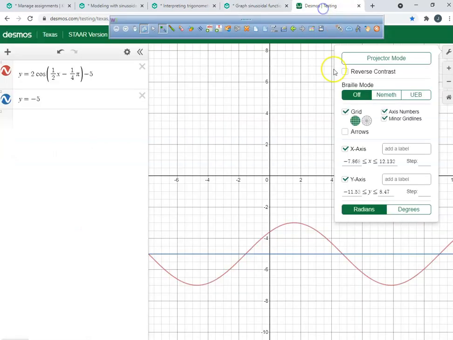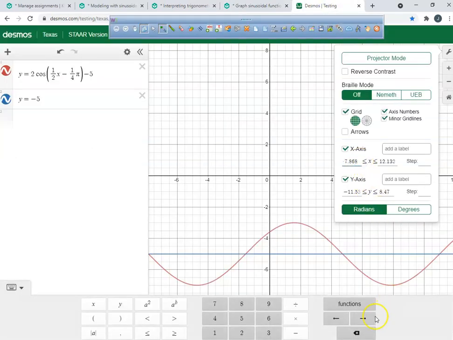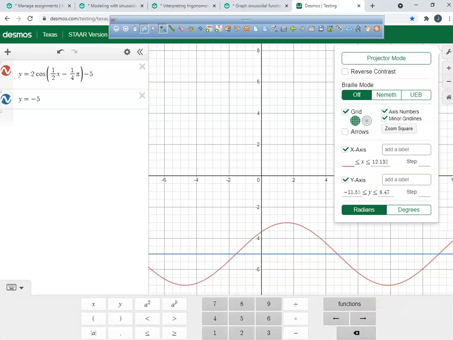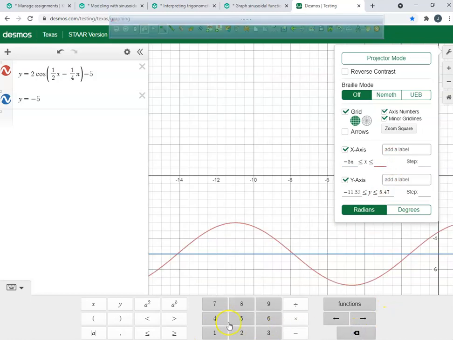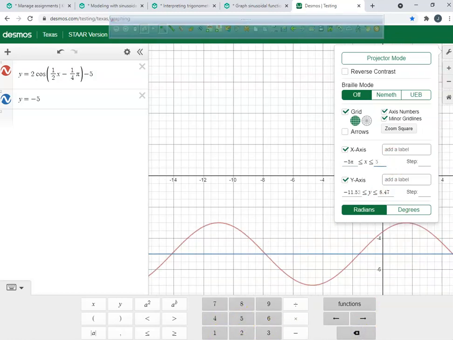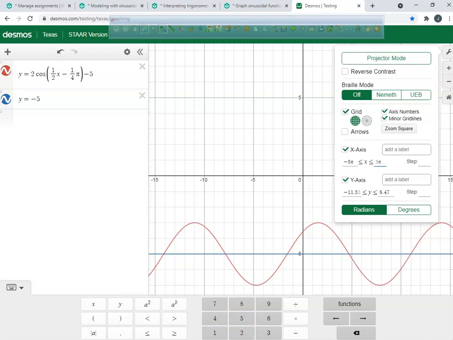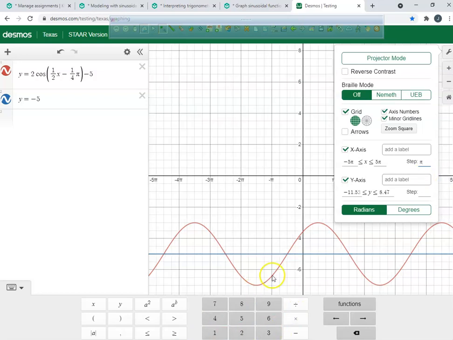Check this out. So right here, you see where I have the x's? I'm going to delete. I'm going to put negative 5 pi to positive 5 pi. Okay. Then for the step right here, let's go ahead and do pi. So it's going up and back by pi. It makes it a heck of a lot easier. So check this out now.